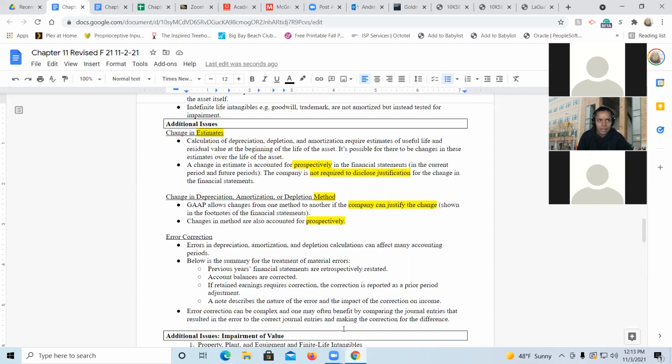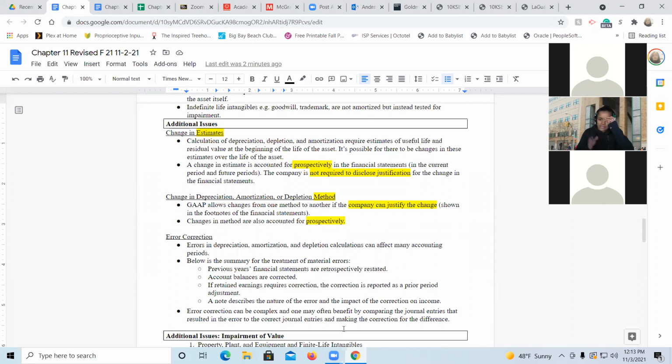I'm not talking about salvage value being different to what we thought it would be. That's an estimate change. I'm talking about like you took the wrong cost of the asset when you first started depreciating it. And now you realize that when you went back to look at the receipts or whatever, you should have typed in 100,000, but you typed in 10,000, for instance. That's an actual error, right?